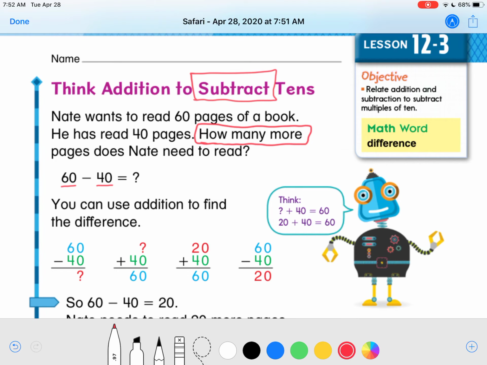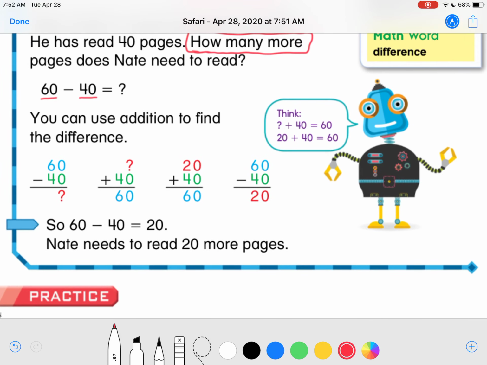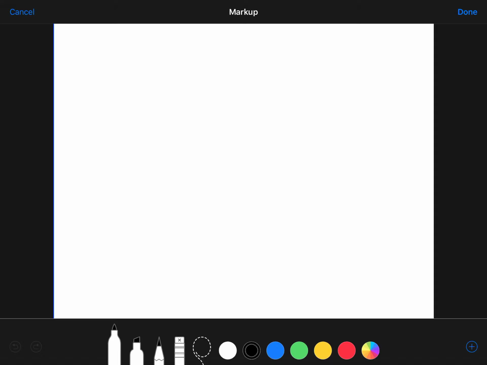Now, it's letting us know that we could use addition to find the difference. So it's saying, think, what plus 40 equals 60? Okay, they've got 60 minus 40, right? So blue minus green. They're just going to flip it around. And they're going to say, oh, okay, well, we know that the 40 is here. Let's move this down here and change it to adding. Now, in my brain, that sounds pretty confusing. So I wanted to show you how it's something that we've actually already done, and it's not that confusing at all. It's just that we've done it in a different way.